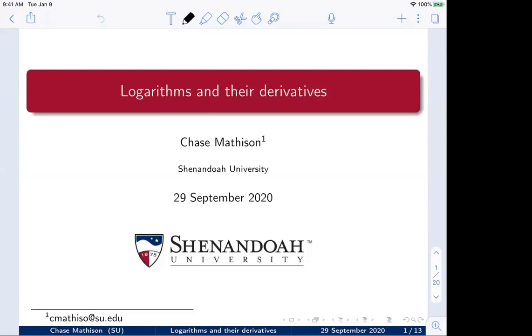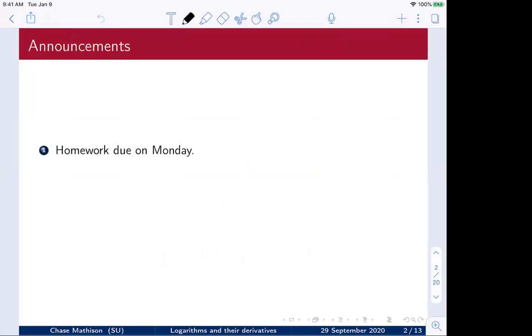All right, today we're going to be talking about logarithms and their derivatives, as you can see. But first, some announcements. There's homework due on Monday. As a reminder, it's going to cover exponential functions, logarithms, and related rates, which we're going to take all of Thursday and Friday to talk about.